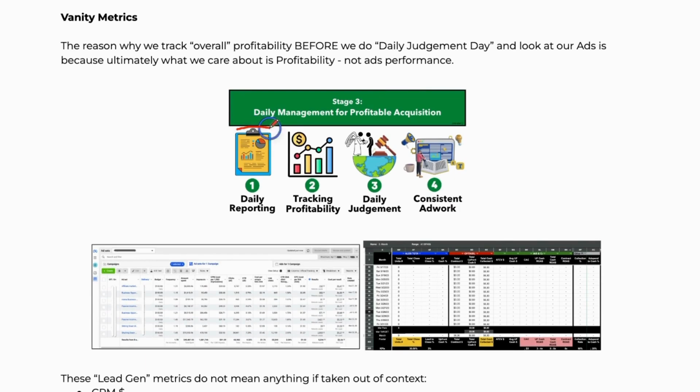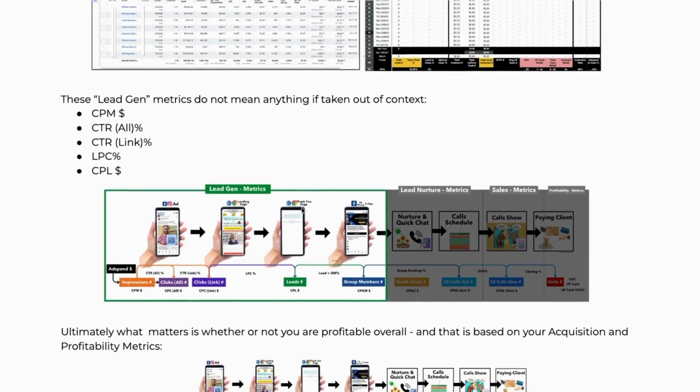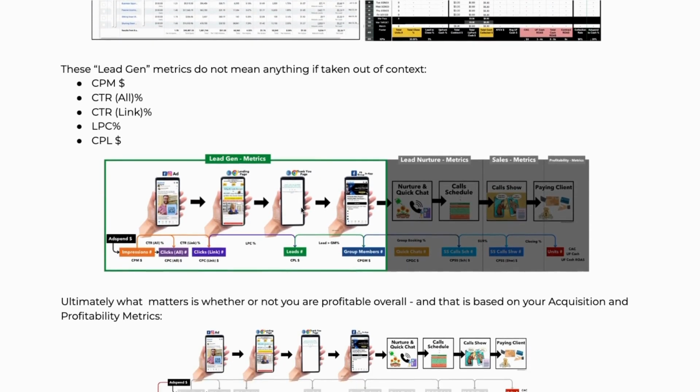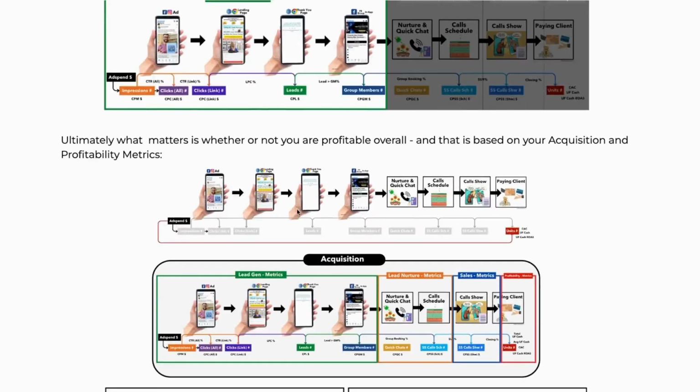So we do our daily reporting. Once all the numbers are up to date, we do tracking profitability first, before we get into all of the ads metrics. We don't care right now about CPM, CTR, landing page conversion, cost per lead, none of that stuff. We're going to get into that when we talk about daily judgment. But in tracking profitability, we're looking at the major metrics. That's what we're doing in this training section. All of those other lead generation metrics do not mean anything if they are not within the context of acquisition. If we're closing one eye and only looking at part of the equation, we don't care about that right now. We'll talk about that later when we get into the daily judgment part. Right now we're saying, cool, how is our overall profitability? How is our overall acquisition?